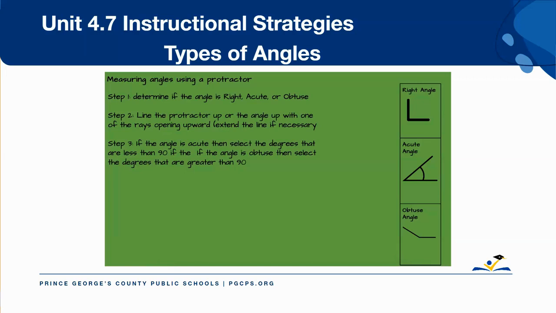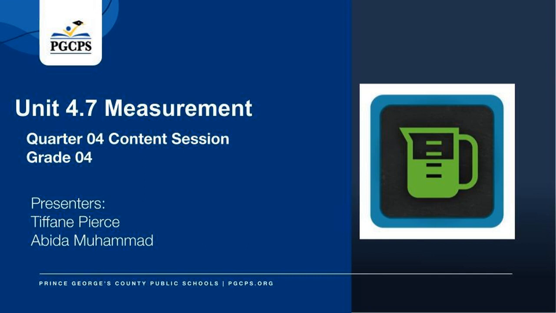We want our students to, once again, I'm going to say it again, we want our students to construct their knowledge. They get to build their own knowledge. So we're asking those guiding questions to help improve their understanding. If the angle is acute, then select the degrees that are less than 90. If the angle is obtuse, then they select the degrees that are greater than 90 degrees.